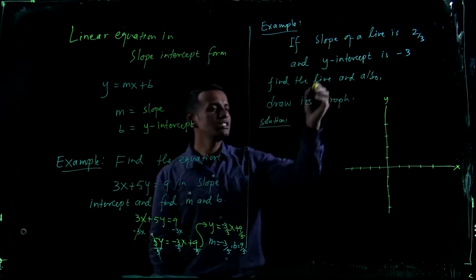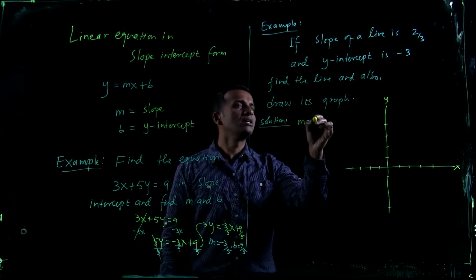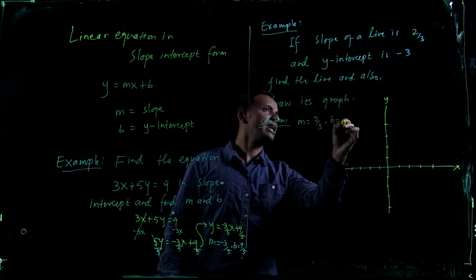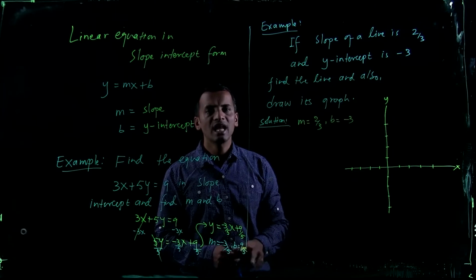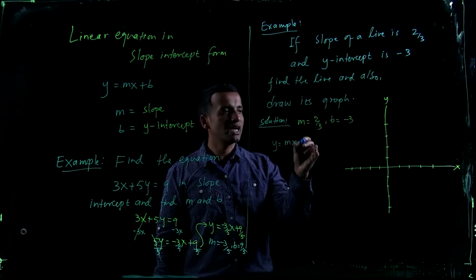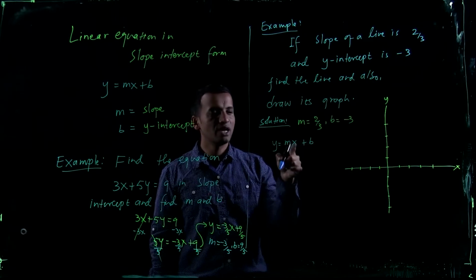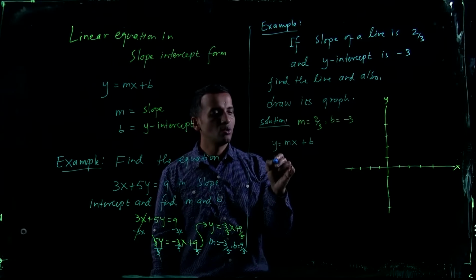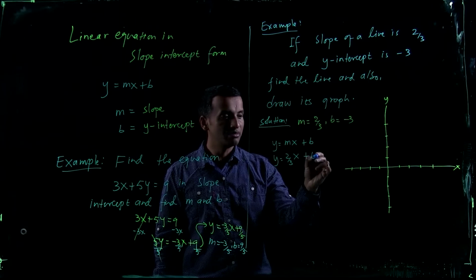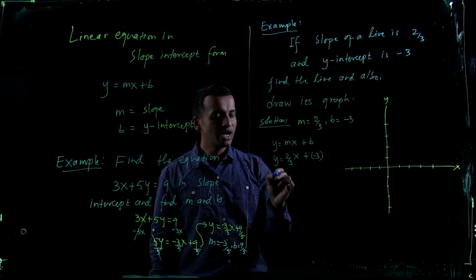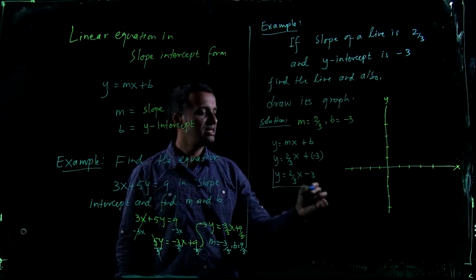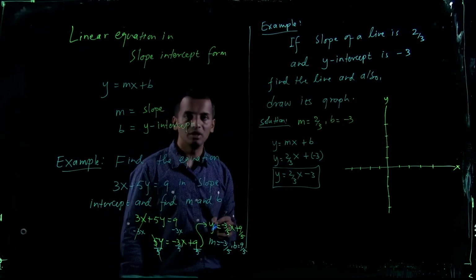Let's do that. Since the slope is given as 2/3 and the y-intercept is given as negative 3, what is the line then? You just plug them into the formula y equals m times x plus b. Replace the values of m and b, so y equals 2/3 x plus negative 3. The final answer is y equals 2/3 x minus 3. That is the equation of the line in slope-intercept form.